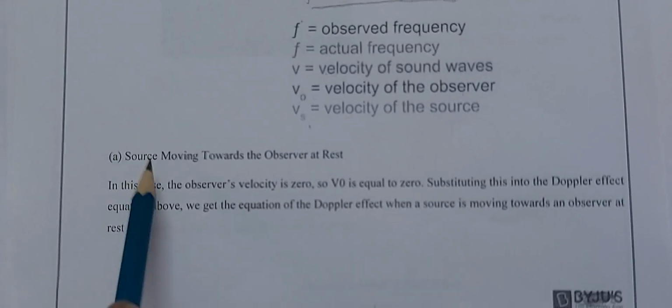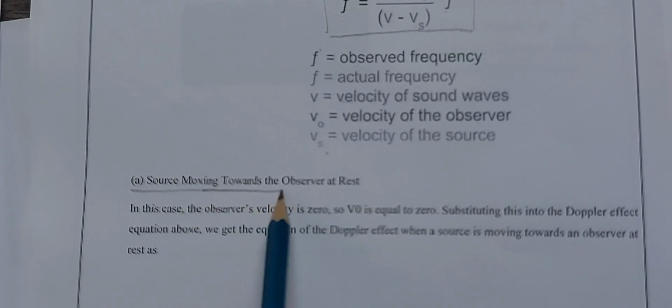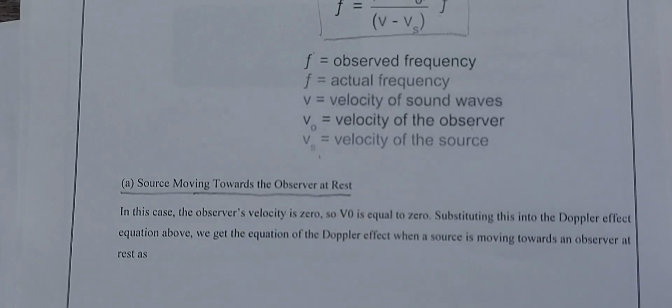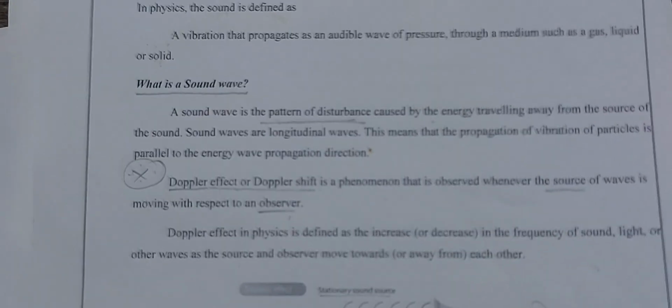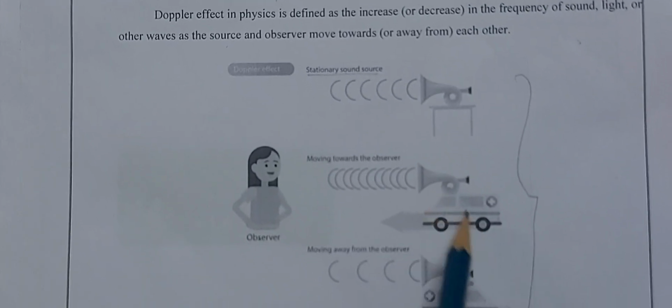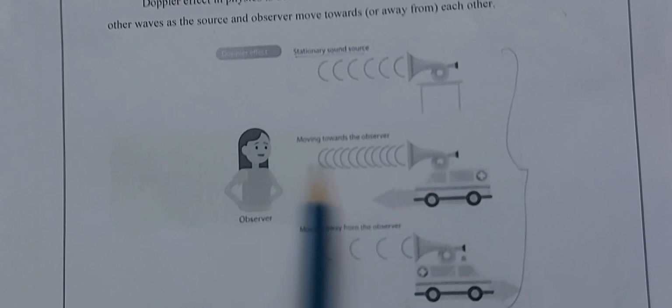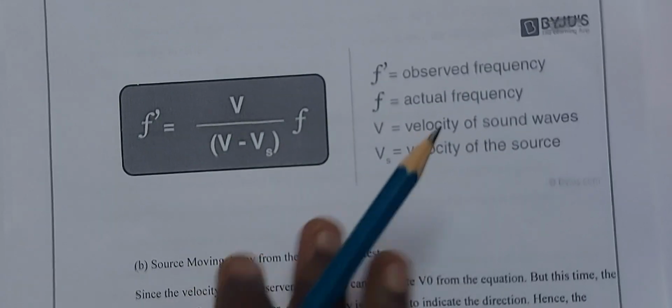So now we have taken two conditions. The first condition is the source moving towards the observer. I am going to explain it here. In this diagram, the source, that is the sound horn, is placed in a vehicle. Here is the observer. The source is moving towards the observer. Then how does the equation change? Now we are going to explain. Here is the above formula.